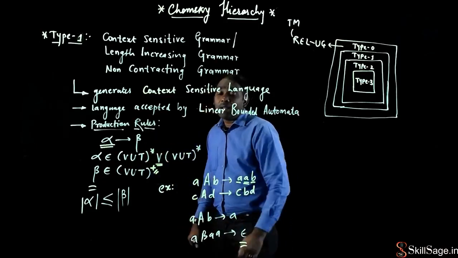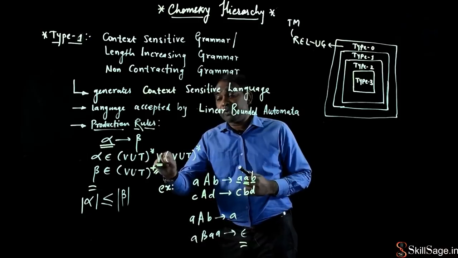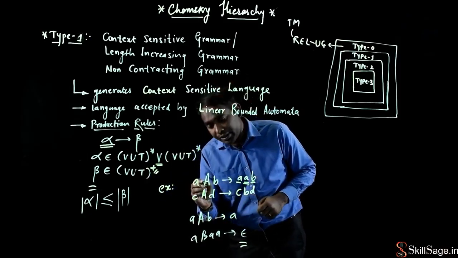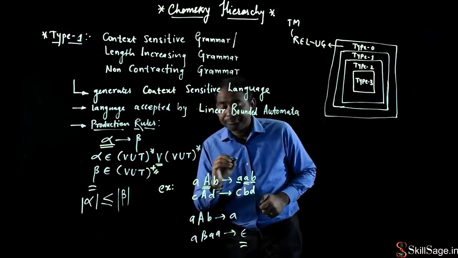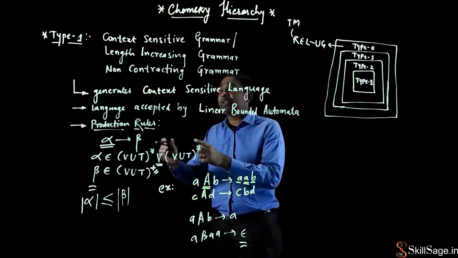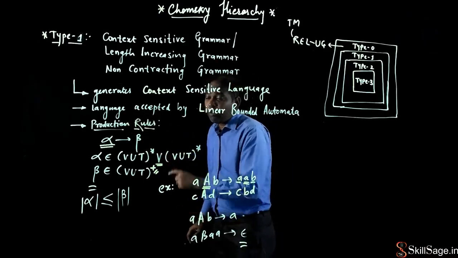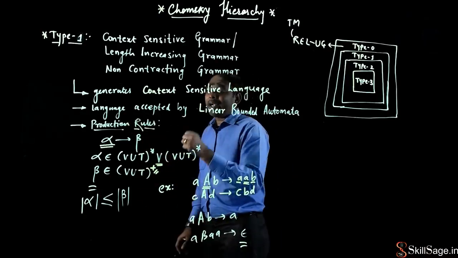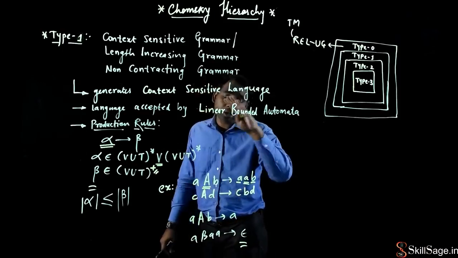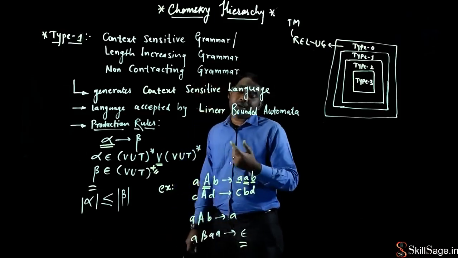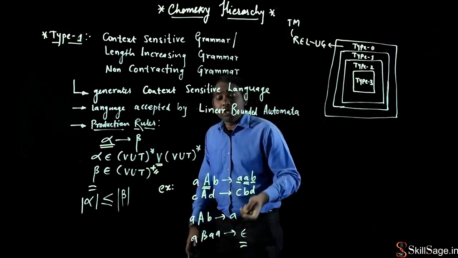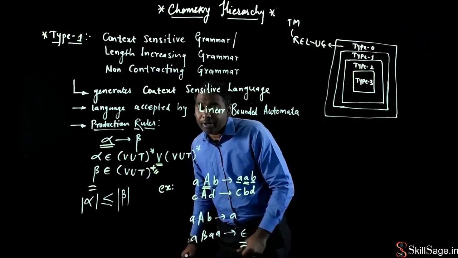What is my alpha? Alpha says that at least one non-terminal symbol has to be present on the left hand side of the production rule. Yes, A is there. A is my variable, one variable is present, that means it follows the property of alpha. What about beta? Beta says that at least one terminal or non-terminal symbol has to be present on the right hand side of the production rule. Here, three terminal symbols are present on the right hand side of my production rule. So that satisfies the property of beta.